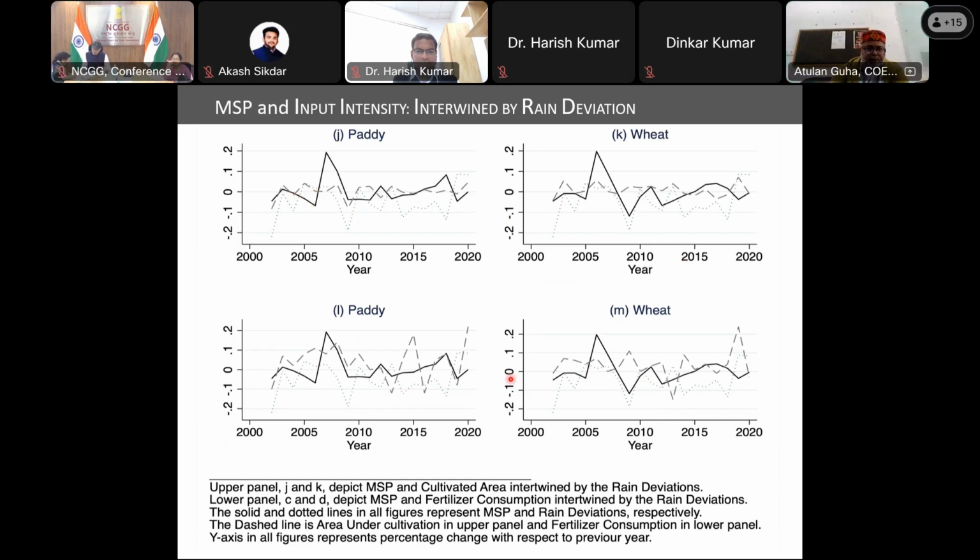Okay, so the first one is the MSP and the cultivated area. These two are the MSP and the cultivated area, and these two are the MSP and the fertilizer use. So both, how much land will be cultivated, that also has a substantial interlinkage with the MSP, and the fertilizer use is also substantially encouraged by the MSP.